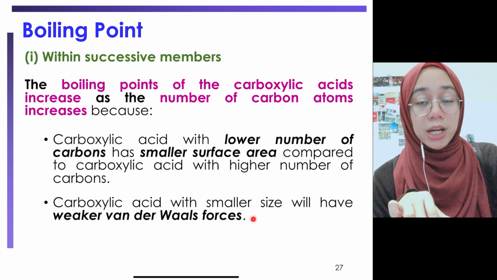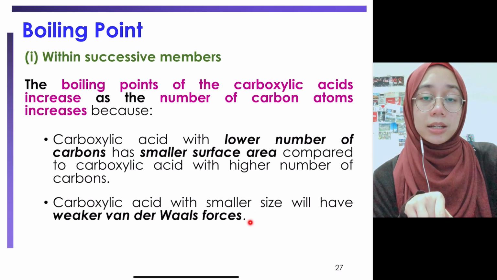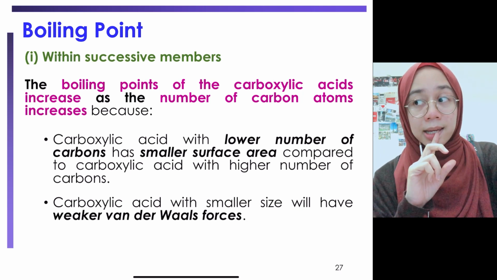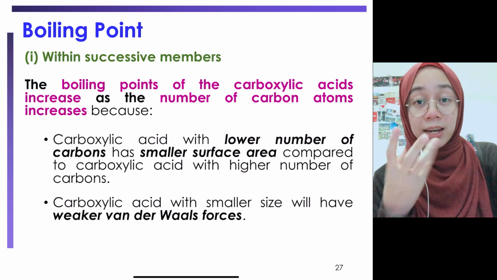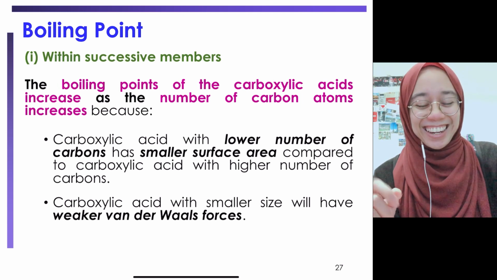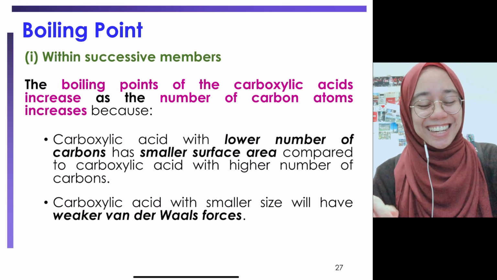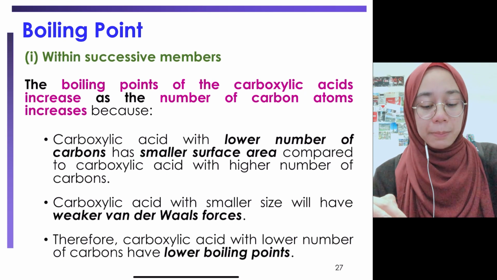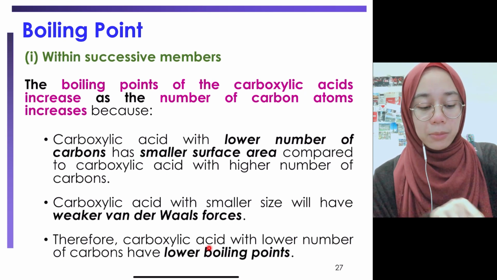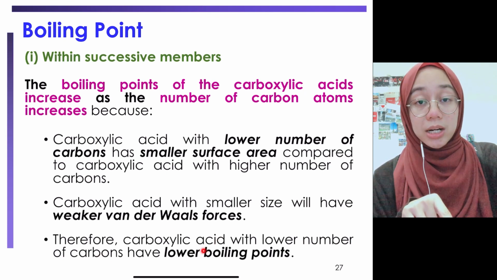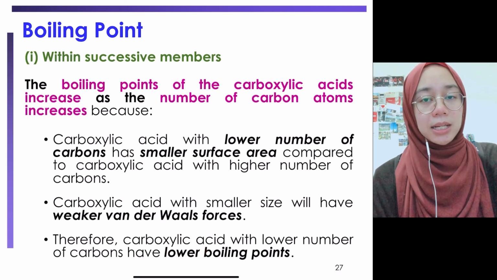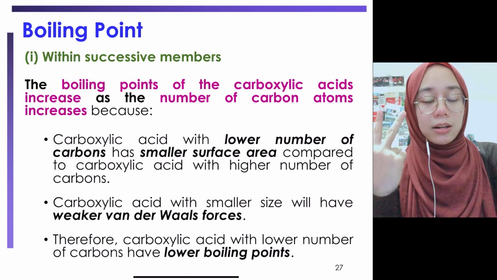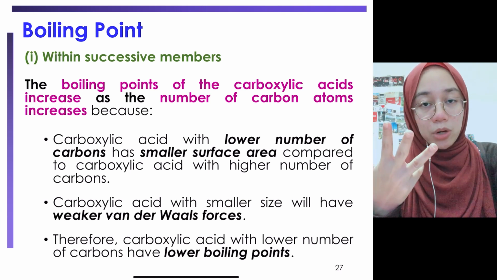If they have weaker van der Waals forces, the energy needed to separate the two molecules will be less. So less energy is needed. If less energy is needed, what happens to the boiling point? The boiling point for carboxylic acid with a lower number of carbon is lower. So the points here are the same: the number of carbon, the surface area, and the van der Waals forces, and then we relate them to the boiling point.